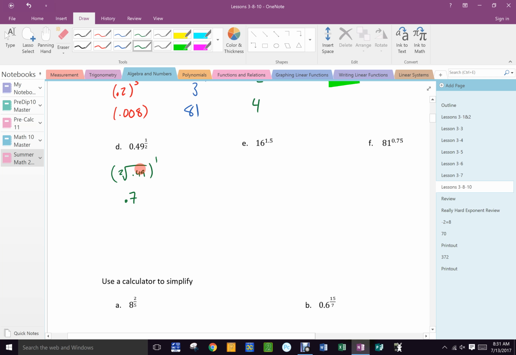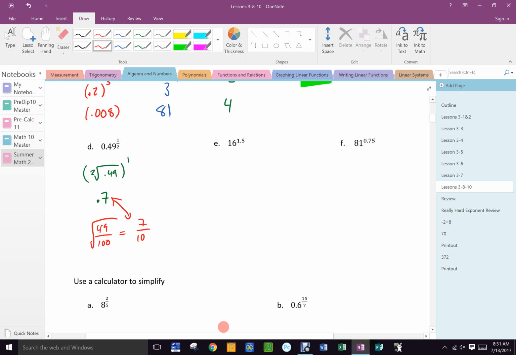Can you do that with a fraction? I'm not asking you if you can. I'm asking you, can you turn this into a fraction and still do this work? Yes, because what is that as a fraction? 49 over 100. And if I want the square root of that, it's 7 over 10, yes? And 7 over 10 and 0.7 are the same thing. Cool? All right.